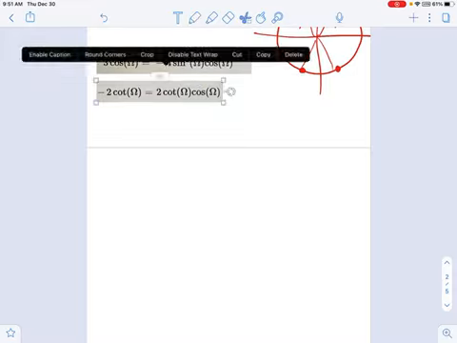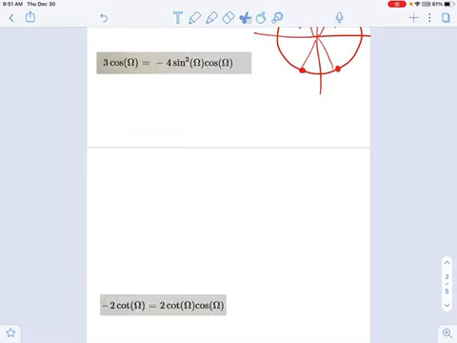Now, next equation. We need a little room here. 3 cosine omega equals negative 4 sine squared omega. Again, I want 0 on one side. In this case, I'm going to add 4 sine squared cosine, because I want my quadratic term, the most complicated term, to be positive. It just makes things easier. So on the left, I'm going to have 4 sine squared omega times cosine omega plus 3 cosine omega equals 0.